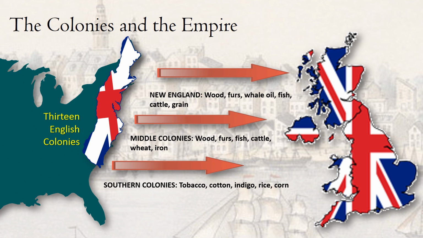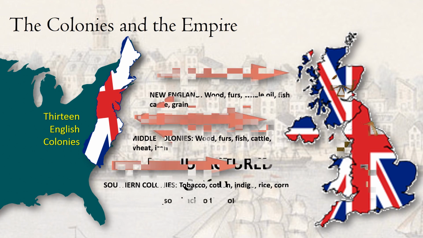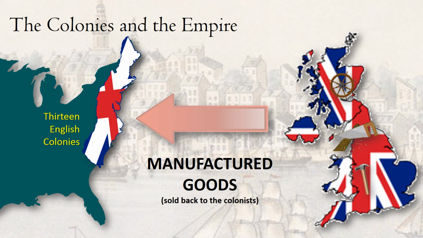Now, the relationship between England and the colonies is like this. You give those things to us, and we will sell them back to you in the form of manufactured goods. And so you can see the industry there is primarily on the side of England, and the harvesting of raw materials is on the side of the colonies.